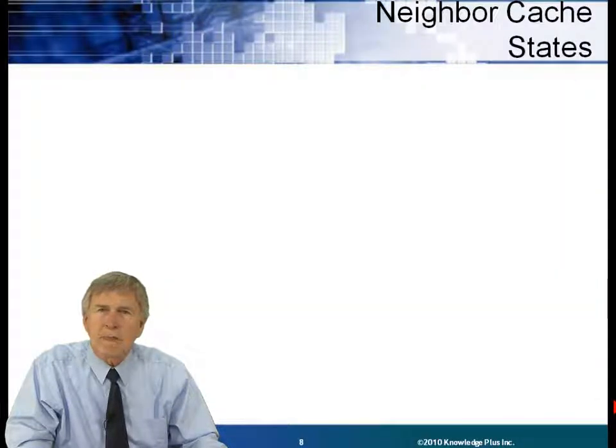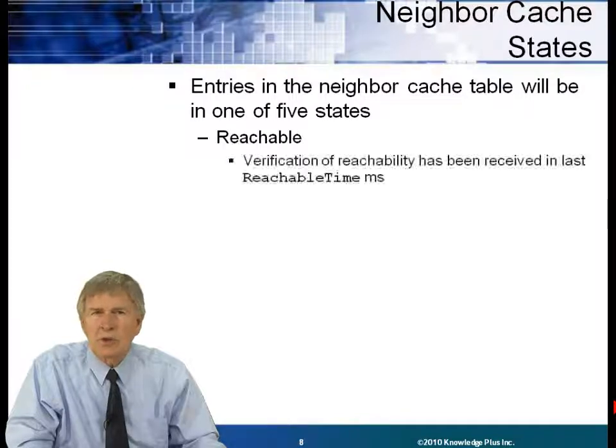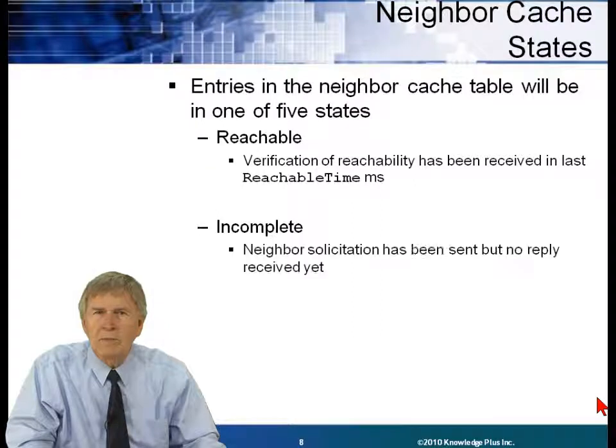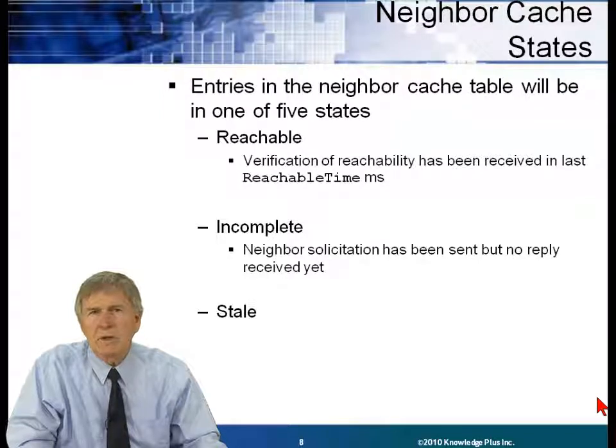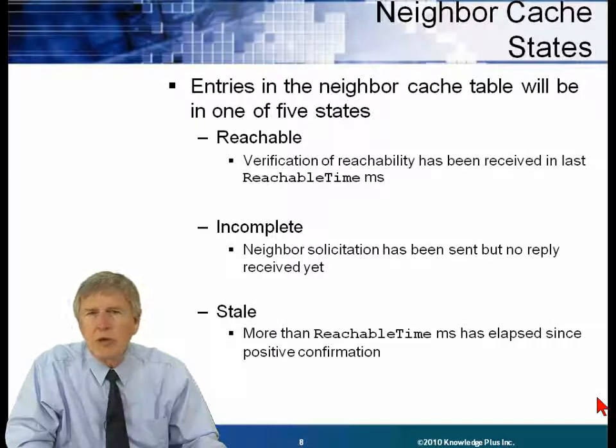and that confirms its existence. So, the neighbor cache states: the entries in the neighbor cache table are one of 5 states. Reachable means that the verification of reachability has been received in the last reachable time in milliseconds. Incomplete means the neighbor solicitation has been sent, but no reply has yet been received. Stale means the information is stale: more than the reachable time in milliseconds has elapsed since positive confirmation.